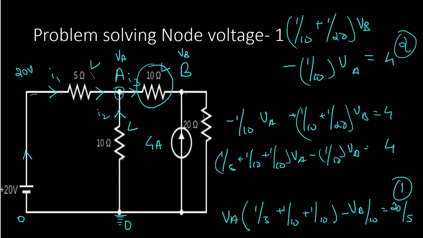So we obtain two equations with two unknowns, which can be solved using Cramer's rule or using a calculator if it's allowed in the examination hall. Basically it's a matrix equation which can easily be solved using a plethora of methods. You can use elimination, Cramer's rule, calculator, anything.